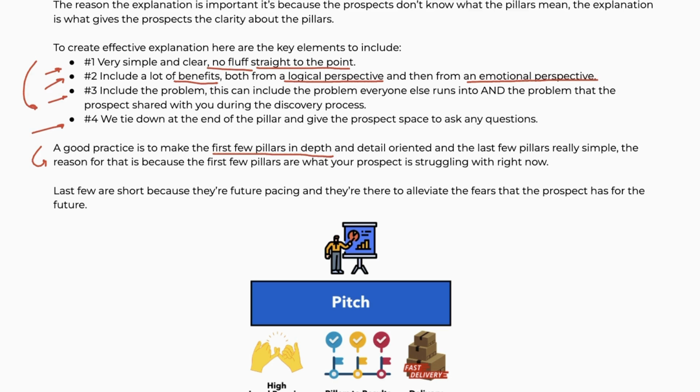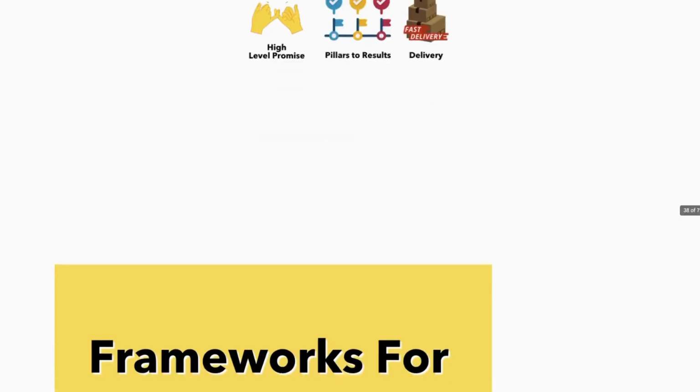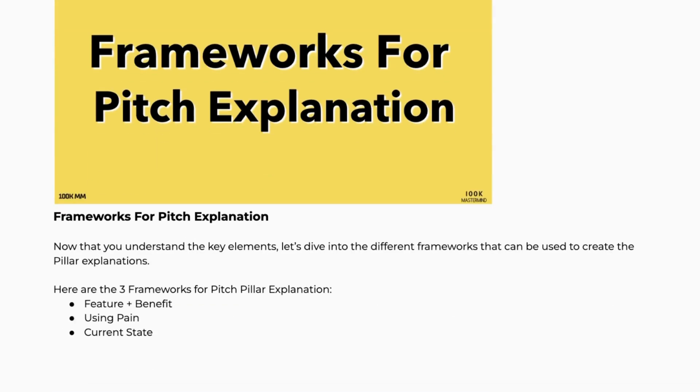All right. Now, moving along, we have put together a framework for the pitch explanation that you guys can tap into to be able to create your explanations, so it doesn't feel like you're pulling things out of thin air. Now, there's three frameworks that we're going to share with you. The first one is the feature plus benefit framework. The second one is the using the pain framework. And the third framework is the current state framework.